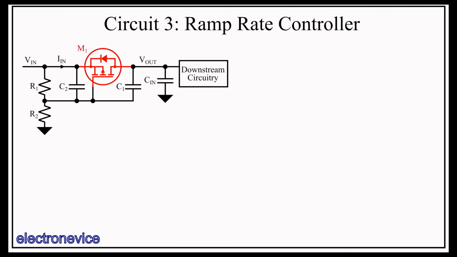The ramp rate control circuit requires using a MOSFET as its workhorse transistor component. Technically, a BJT, JFET, IGBT, or other similar component would probably work, but in the vast majority of circuits, a power MOSFET is preferred.